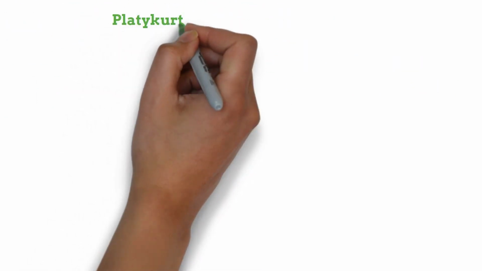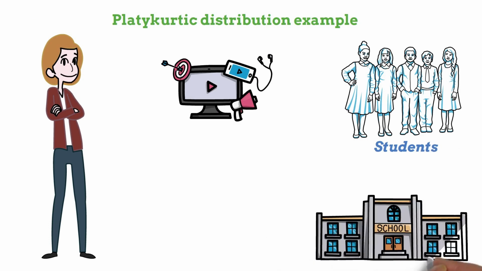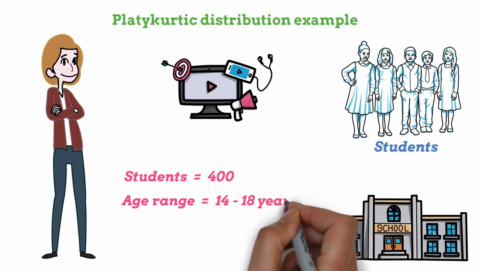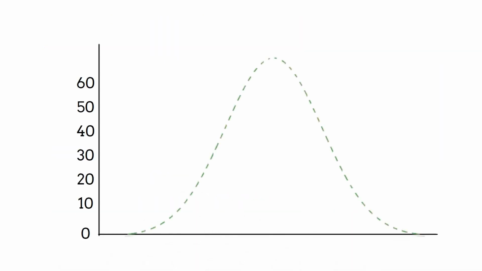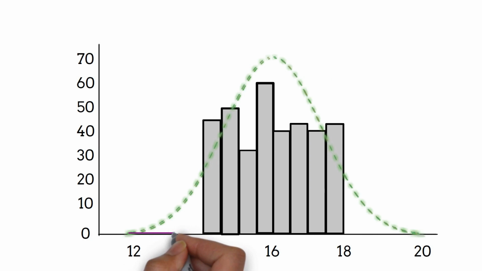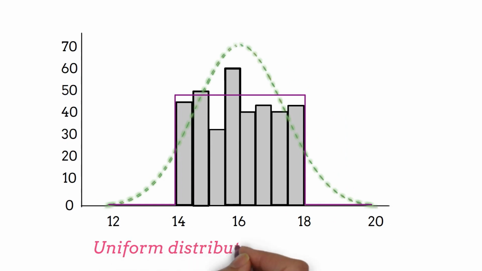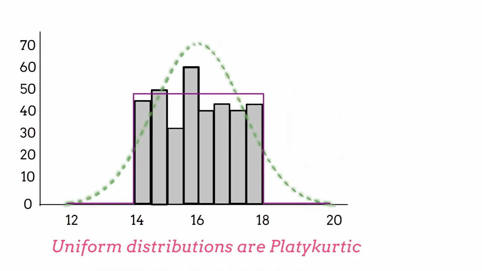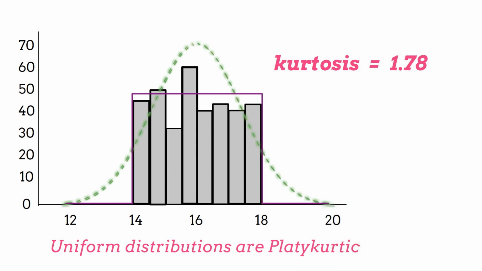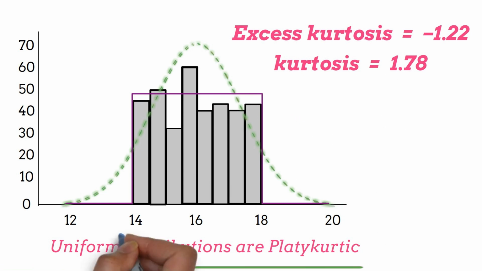A platykurtic distribution can be illustrated by an example where a sociologist is studying the social media use of students at a small high school where there are 400 students, ranging in age from 14 to 18 years old. The frequency distribution is shown by the gray bars. It doesn't follow a normal distribution, shown by the dotted green curve. Instead, it approximately follows a uniform distribution shown by the purple curve. Uniform distributions are platykurtic. The sociologist calculates that the kurtosis of the sample is 1.78 and its excess kurtosis is minus 1.22. He concludes that the distribution is platykurtic.